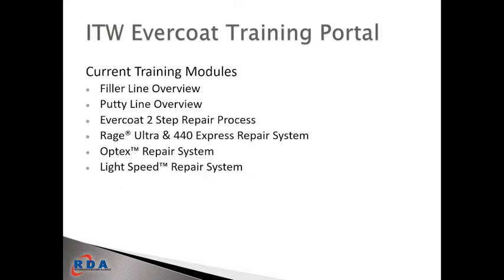So the current training modules that we have available, we've got one started on the filler line overview. Now this covers all of the body fillers that we have, from the range of filler all the way up to our more premium products, the Rage Optics. The putty line overview covers our paste putties up to our pourable putties and our premium pourable putties. The Evercoat two-step repair process is the more traditional style process where you would put down a filler and then put a putty over top of it. That walks through the process to cover the premium fillers that you could use and the premium putties that you could use with it.